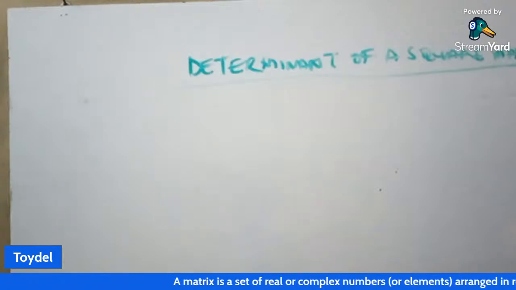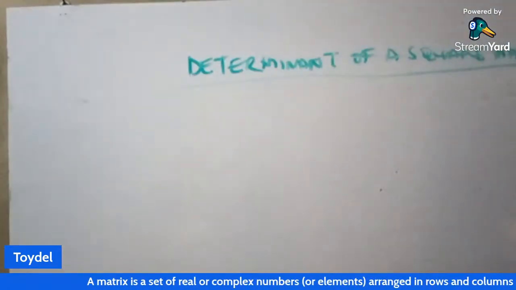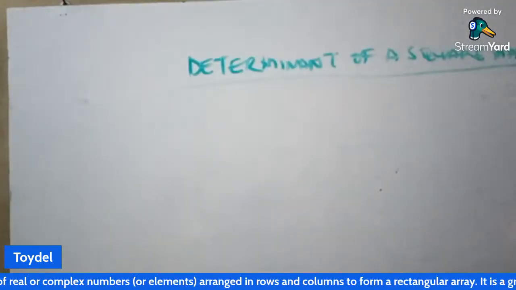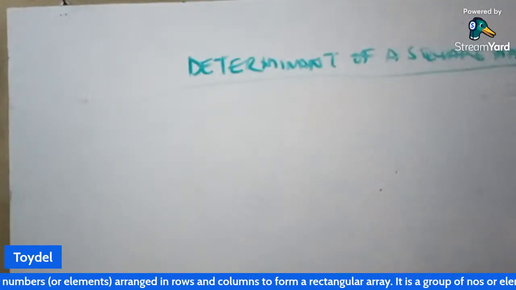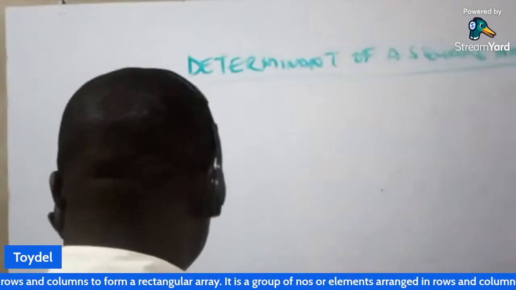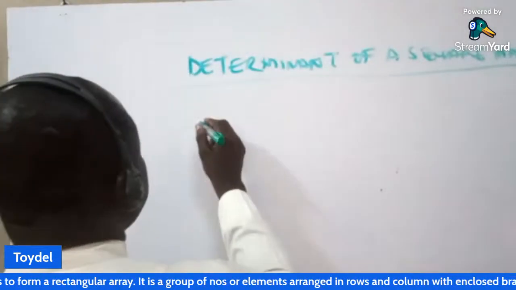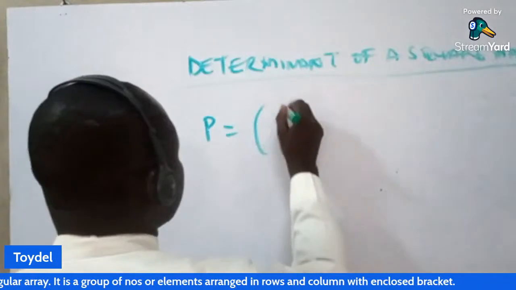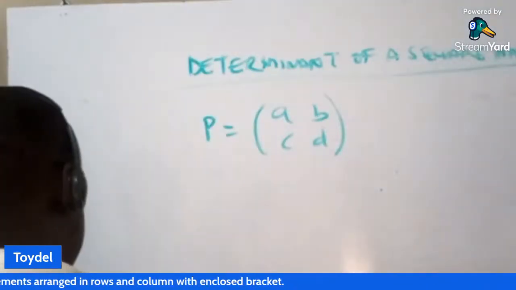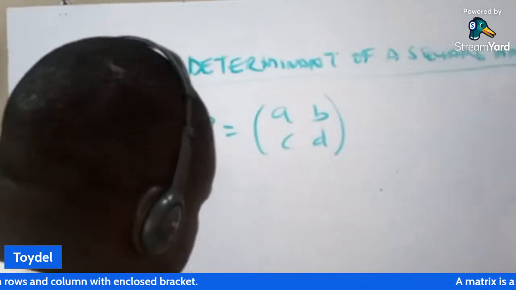So what do I do under the determinant of a square matrix? Just look at it: let's say we have a matrix P, which is equal to A, B, C, D. This is a given matrix. So how do I find the determinant of this matrix?